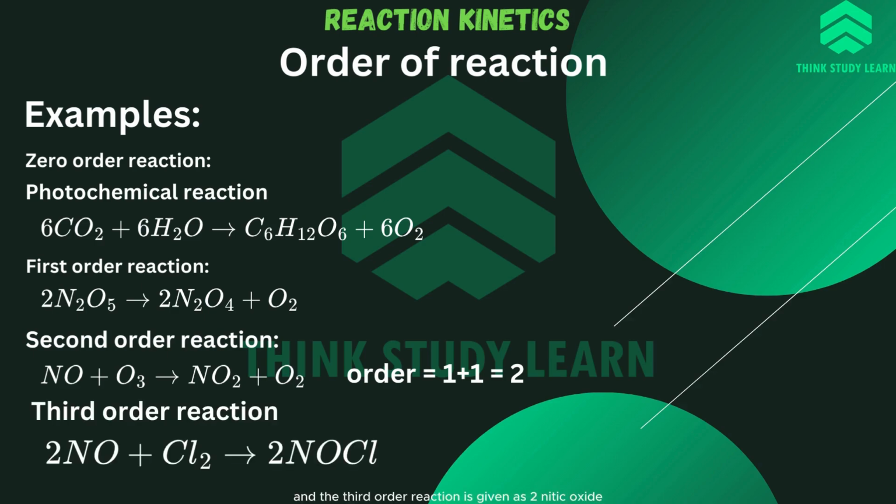And the third order reaction is given as 2 nitric oxide plus chlorine gives us 2 NOCl, which is referred to as nitrosyl chloride. In this, the sum of the concentration exponents of the reactants is 3, so it's a third order reaction.